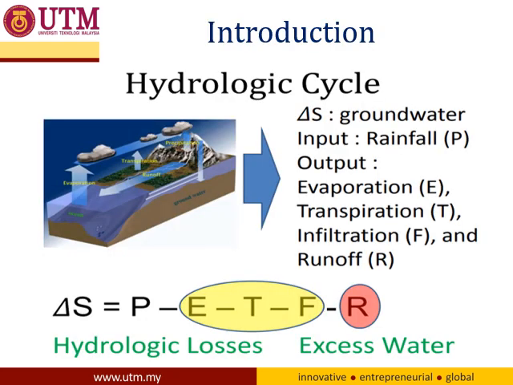Just for recap, remember the hydrologic cycle. Delta S is the groundwater storage. Remember we have precipitation, rainfall, evaporation, transpiration, and infiltration. Here we use ET. So we have runoff, which is the excess water. This is what contributes to the flow rate for the hydrograph.